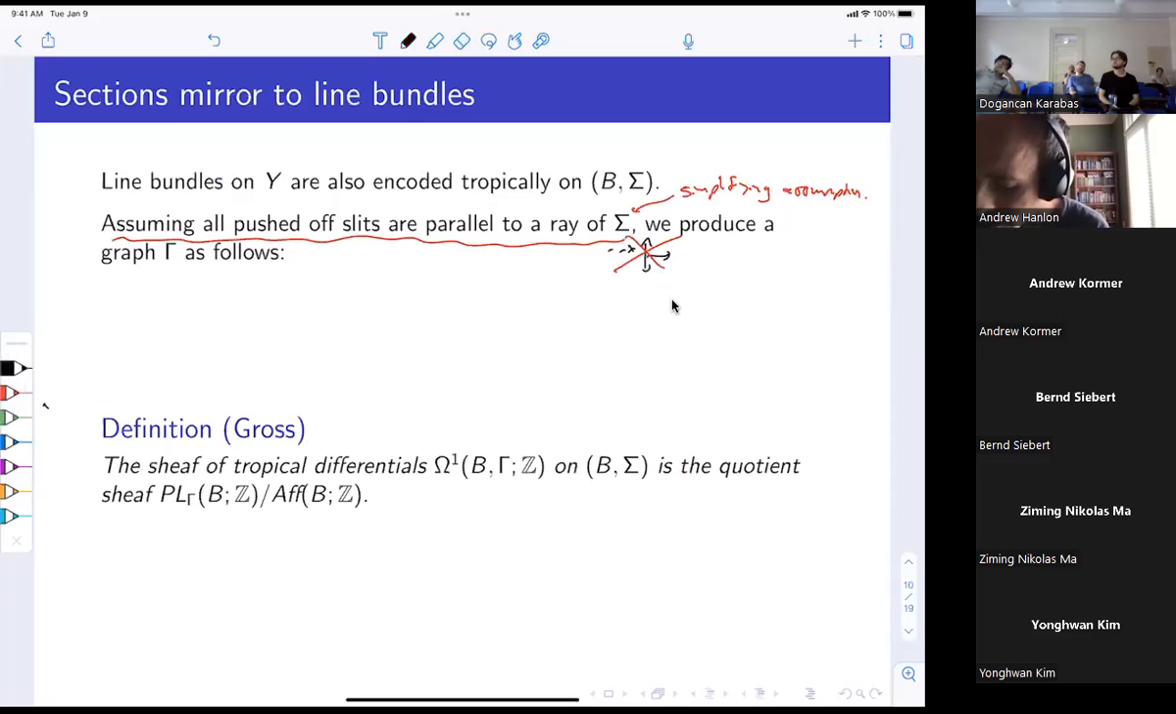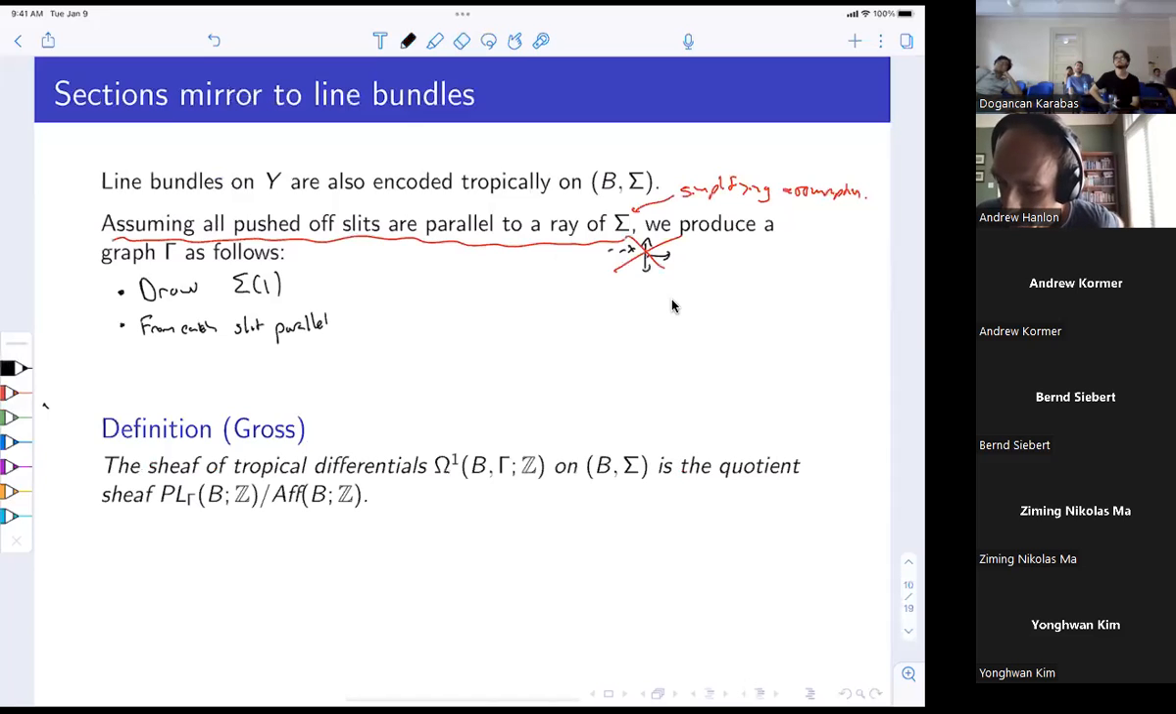Okay, so now I'm going to produce a graph on the base as follows. What I'm going to do is draw sigma 1, so draw all the rays of the fan, and then from each slit parallel to a ray, if it's not already there, I draw the invariant line going outward.